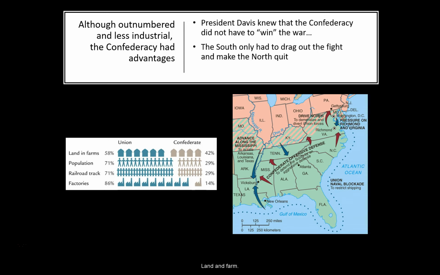So land and farms, the Union beats the Confederacy 58% to 42%. Population, 71% to 29%. Railroad, 71 to 29. Factories, 86 to 14. So we see that large divide when the war begins.